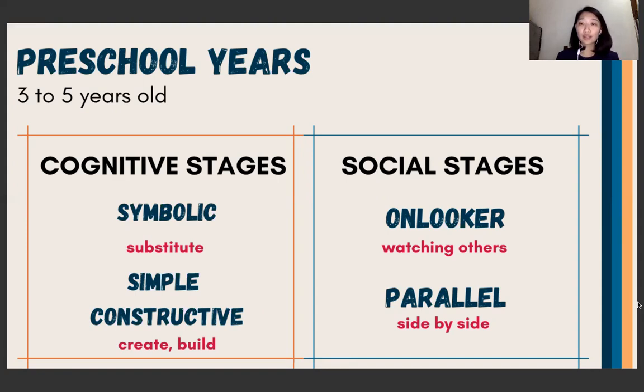For the social stages, a preschooler initially engages in play as an onlooker, wherein he watches others playing, but there's no interaction between them. Eventually, this skill progresses to become parallel play, wherein children play side by side. They are aware of each other's presence, but they are both engaged in their own set of toys or own set of activities.